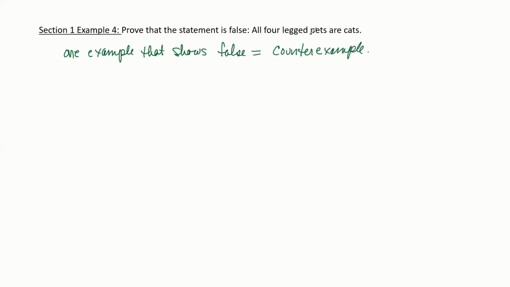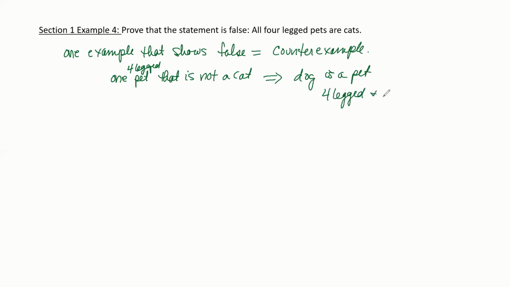So for a counterexample of all four-legged pets are cats, I just need one pet that is not a cat and is four-legged, of course. So one four-legged pet that is not a cat. And my dog will do. A dog is a pet, four-legged, and not a cat.